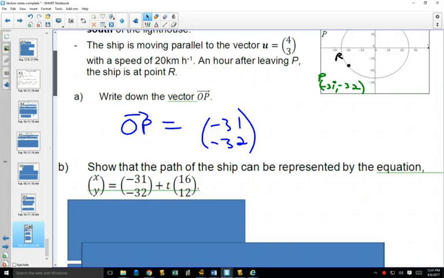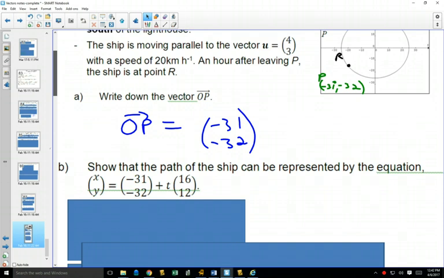Now, the negative 31, negative 32 can be argued easily because that's your starting point. So you could say, I know that my starting point is negative 31, negative 32, so I have that. The 16, 12 is what? That's your velocity vector. So we know the direction the ship is going in. The ship is going in the 4, 3 direction, but we need to show that it has to be 16, 12. We also know the ship's speed is 20 kilometers per hour. So what we need to do is find our velocity vector.